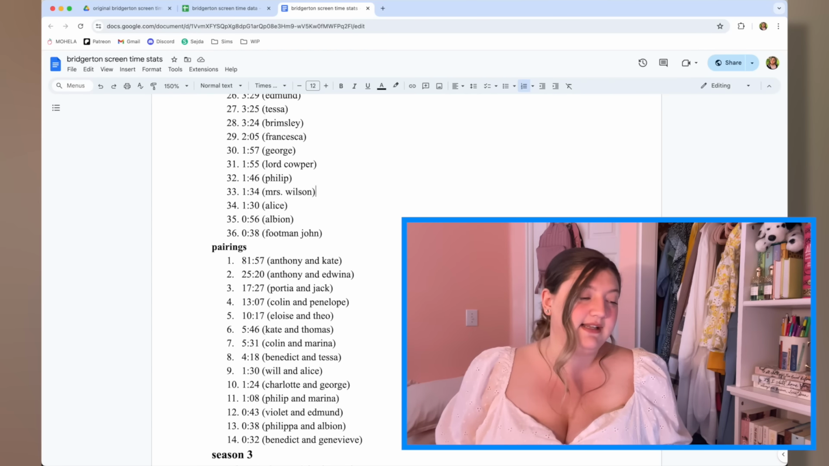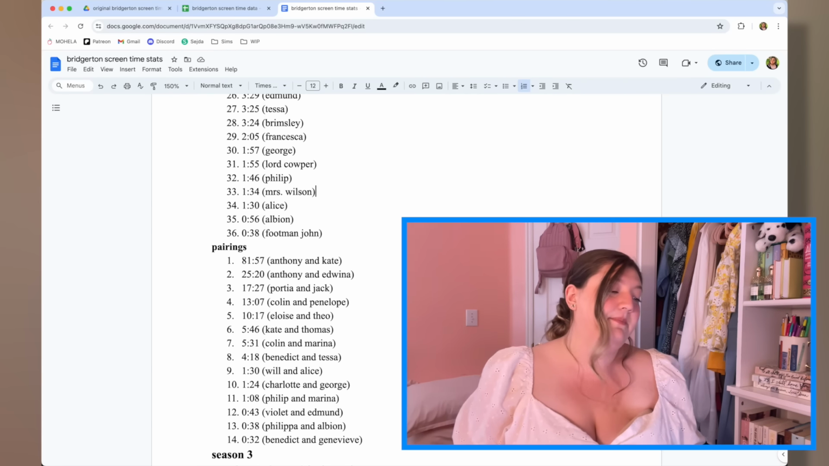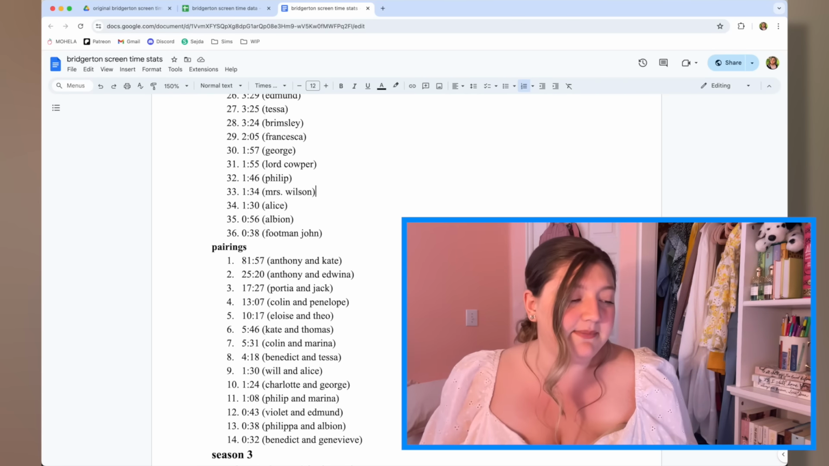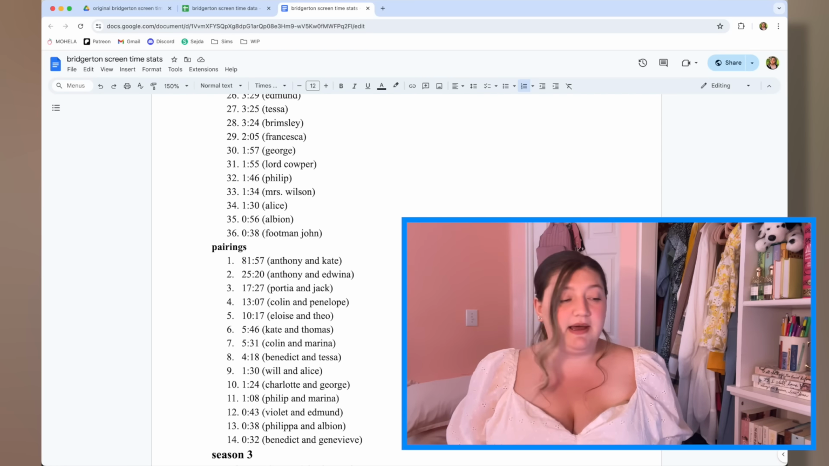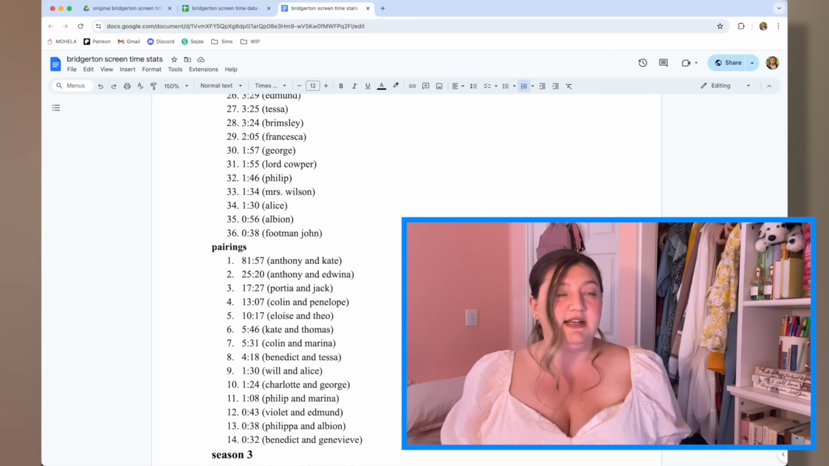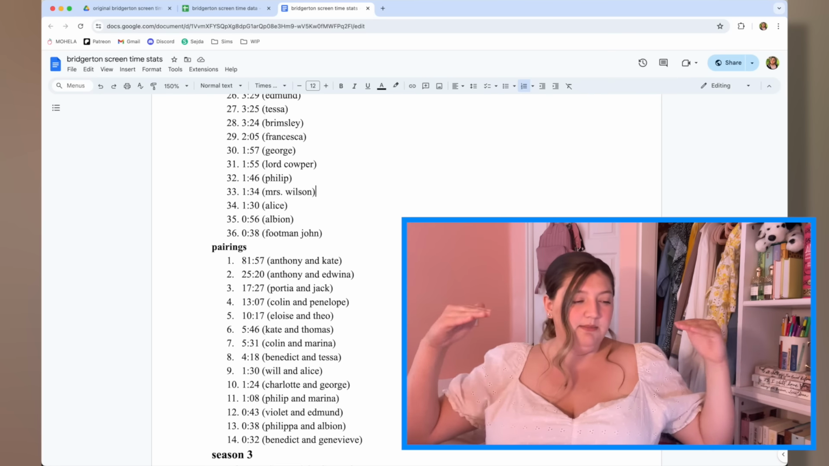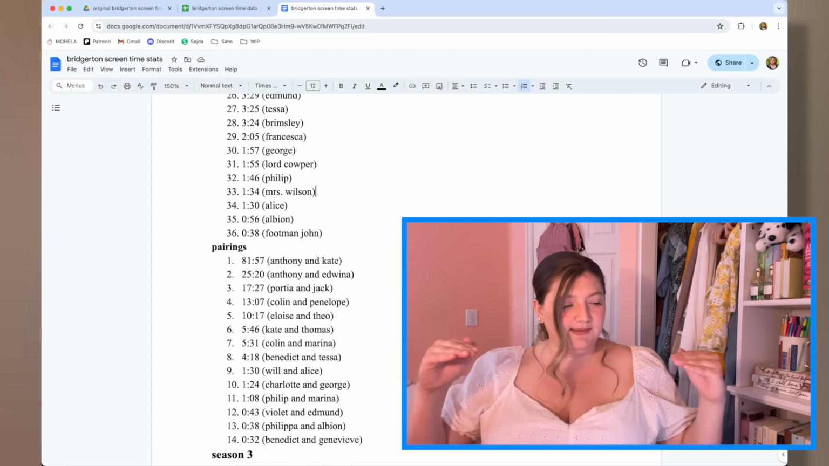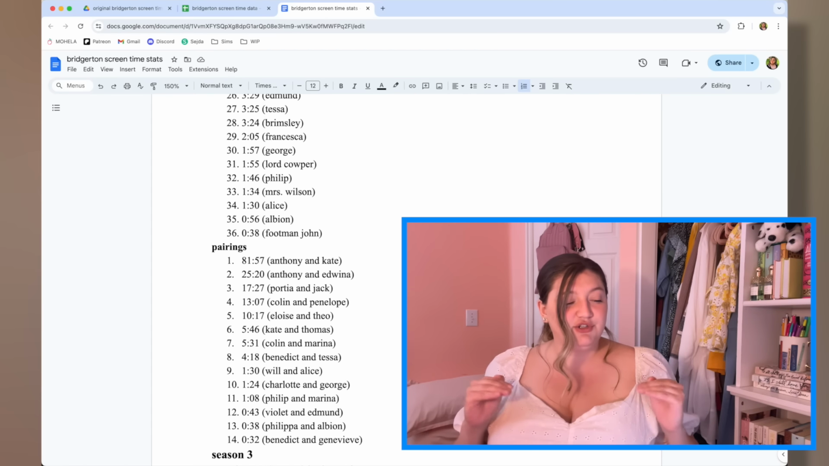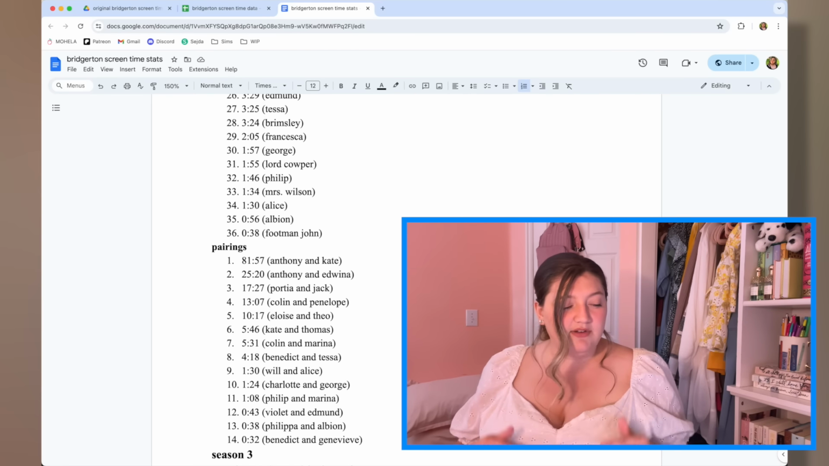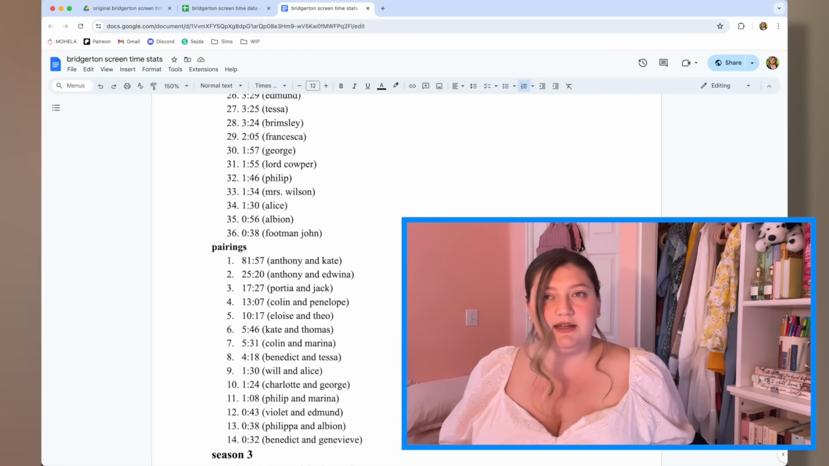Anthony and Kate obviously take the lead with 81 minutes. Spoiler alert, I think it's something like 80 minutes for Penelope and Colin as well. So I think that's their tried and true method at this point, and I don't think that's bad at all. 80 minutes for a couple in a season is plenty. Anthony and Edwina, Portia and Jack, Colin and Penelope, Eloise and Theo, Kate and Thomas, Colin and Marina, Benedict and Tessa, Will and Alice, Charlotte and George, Philip and Marina, Violet and Edmund, Philippa and Albion, Benedict and Genevieve.